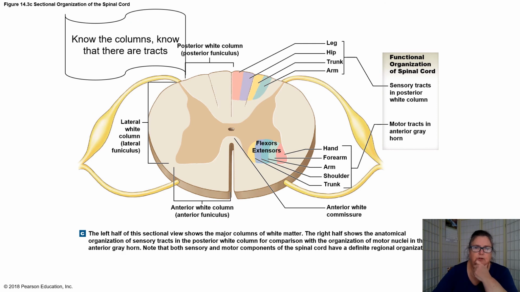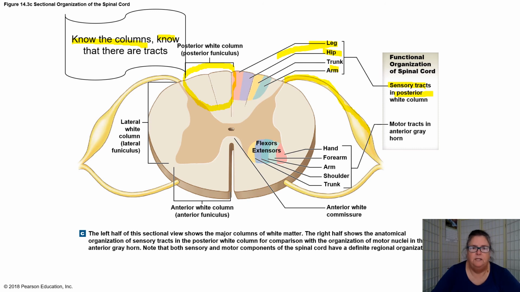So you want to know the columns and know that there are tracts. So this is the posterior white column. Okay. It's the posterior white column, and it has sensory tracts. Sure, because this is dorsal, and there's going to be sensory on this side. Leg, hip, trunk, and arm, these are tracts within the column. All right.